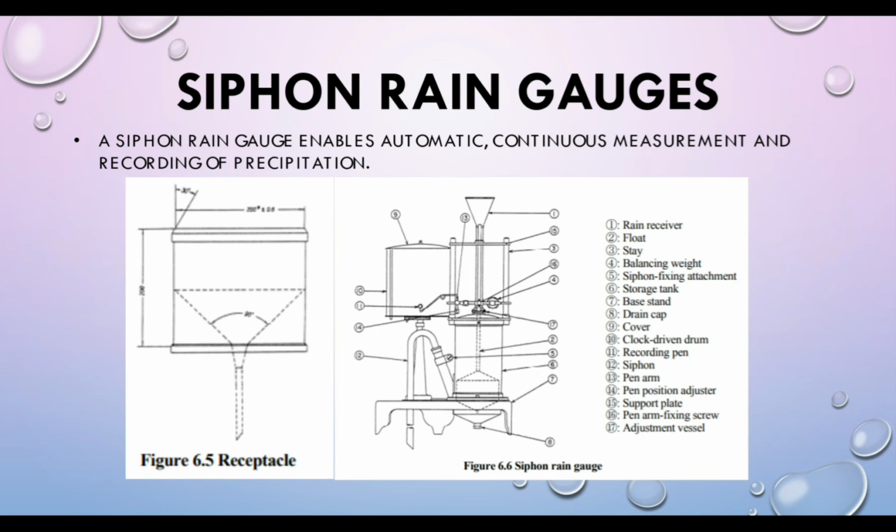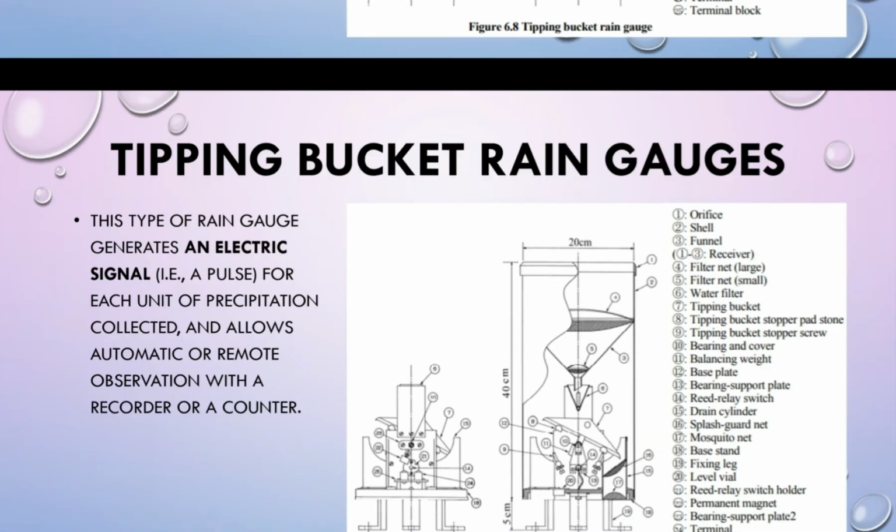Rainwater gathered by the receptacle is led from the rain receiver to the storage tank through an adjustment vessel. As a result, a float in the storage tank moves upward. A recording pen is connected to the float. When rainwater in the storage tank reaches a level equivalent to a fixed amount, it is drained by the siphon. This procedure is repeated as long as rainfall continues and the pen repeats traces from 0 to the maximum on the recording paper. When the rainfall stops, the pen traces a horizontal line.